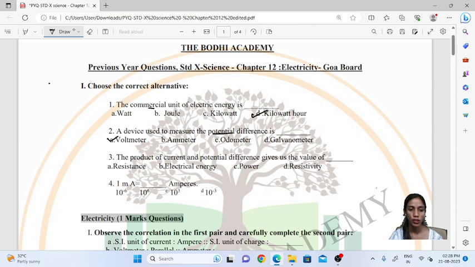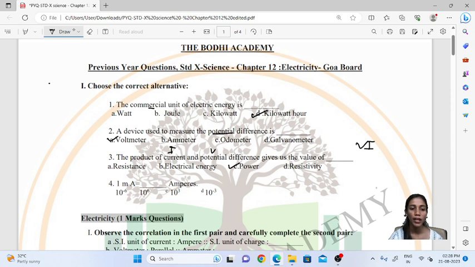The next question is the product of current and potential difference gives us the value of dash. Now, potential difference and current, this product. For which quantity do we use this formula? Is it for resistance, electrical energy, power or resistivity? It is for power. We have studied in the previous video that electric power is equal to potential difference into the current.